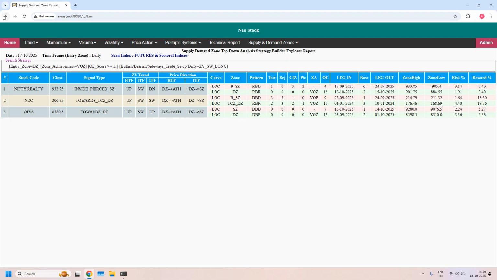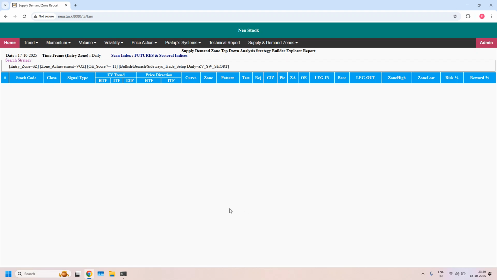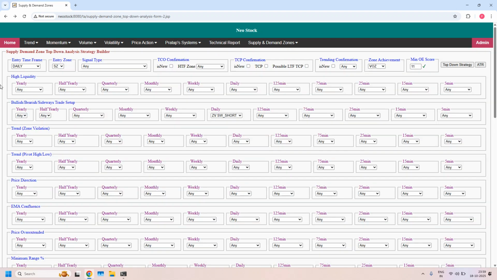Okay, next, sideways short trade setup for monthly income trade. Changes are daily supply zone and sideways short. Let's filter. No stocks are available. And the next report, bullish trade setup for monthly income trade. Changes are daily demand zone. We are bullish. And minimum odd enhance score should be 12.